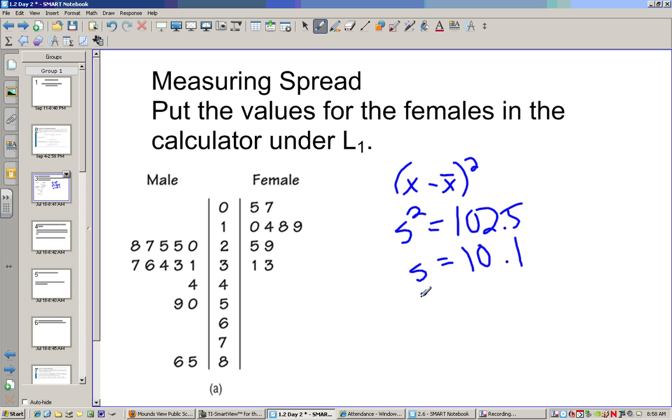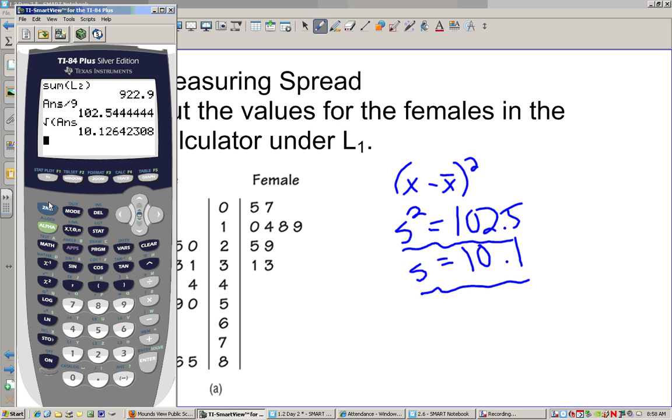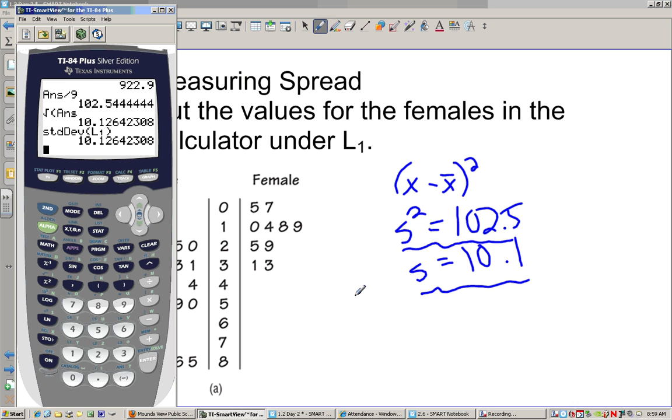Now, our calculator makes it easier than just using those formulas, but those formulas give us a better idea of how we come up with the numbers. If I ever ask you to just find the standard deviation or the variance, you hit second, stat, move over to math, and you can see number 7 is standard deviation. Standard deviation of L1 will give us 10.126, which is what we had here.